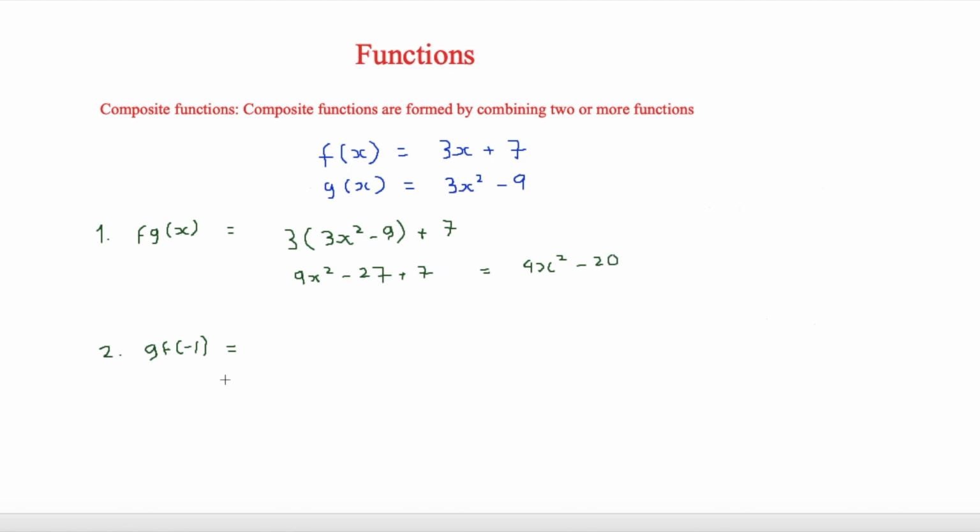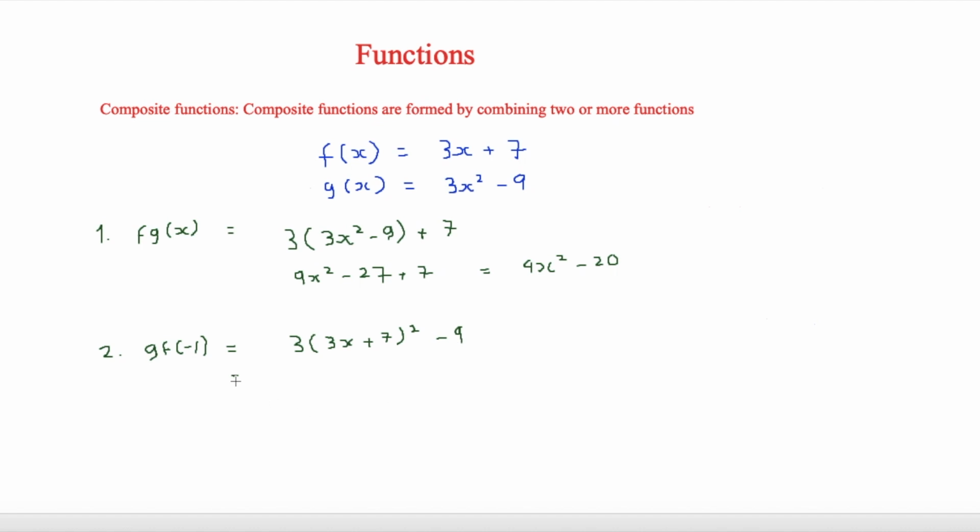So the next one here is gf, but instead of x it is of minus 1. Now we're going to go about it exactly the same way, we'll just sub in minus 1 at the end. But this time we're going to start with the g, and we'll have the 3 here. Then we're going to have 3x plus 7, but because the x is squared, we're going to square this, and then minus 9.